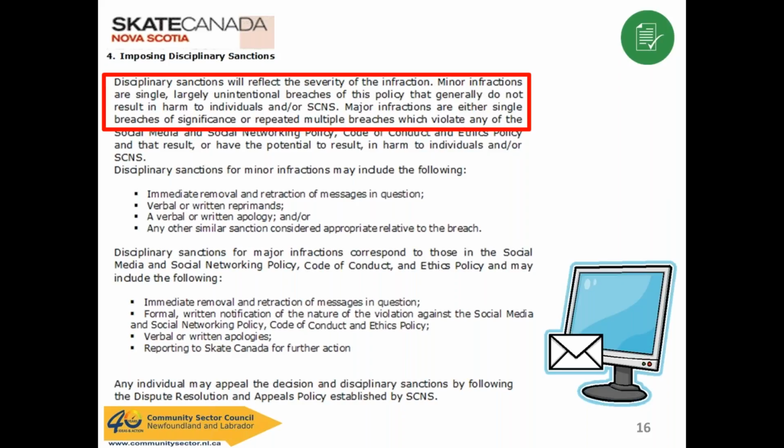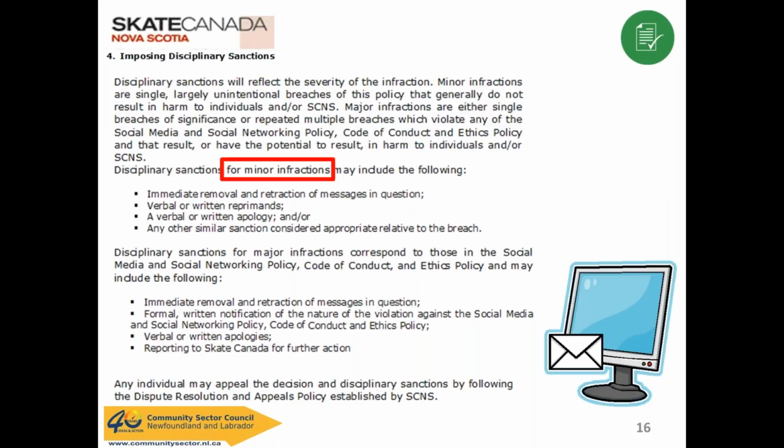However, major infractions are either single breaches of significance or repeated multiple breaches which violate any of the, and then they put the codes that it would violate. So they did a great job of clearly defining the difference between a minor infraction and a major infraction, and then below it they go on to explain what happens.